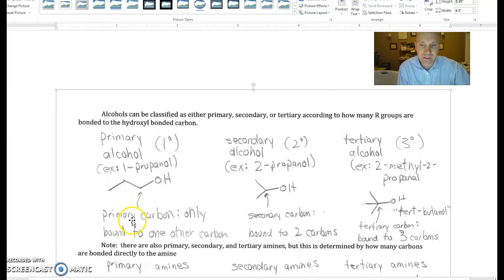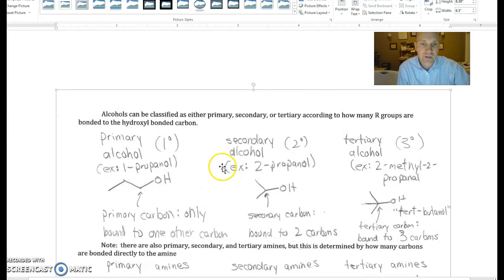And in fact, this term primary carbon is used even if we're not talking about alcohols. If this was a bromide right here, instead of an OH, if this was a bromo right here, we would say that this is a primary carbon that the bromine would be attached to, because that carbon would only be attached to one other carbon.